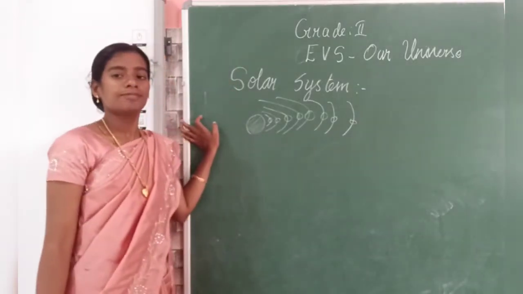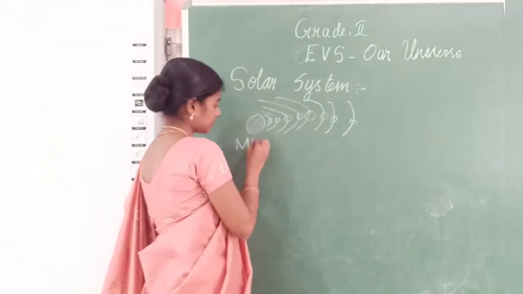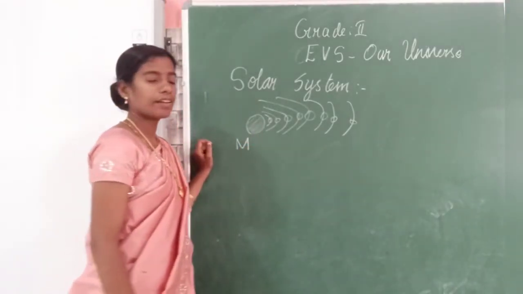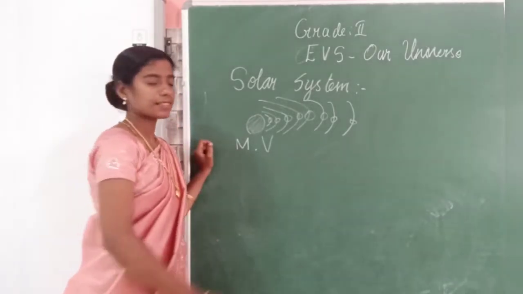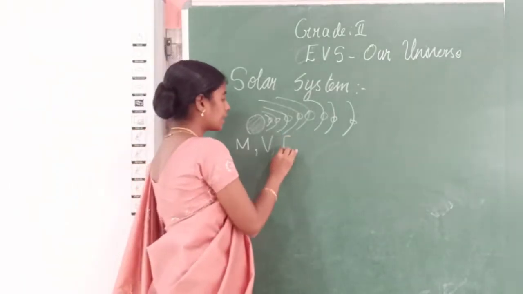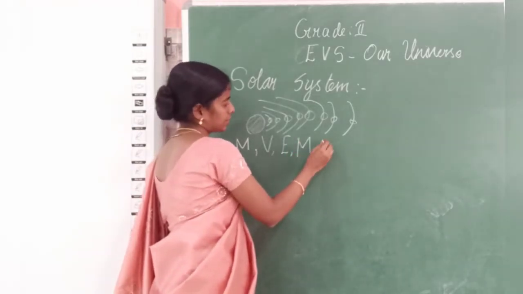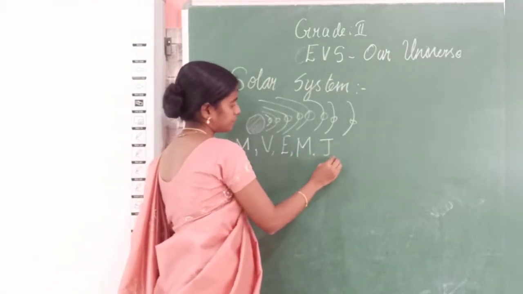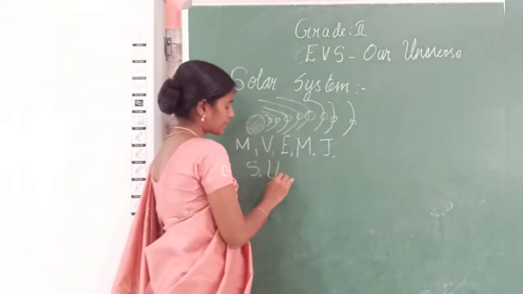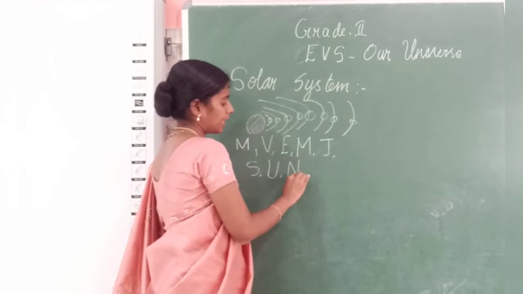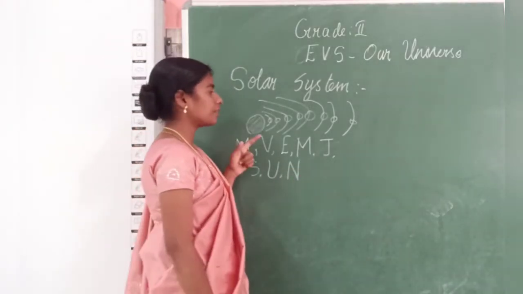So, what is the first planet? Mercury, Venus, Earth, Mars, Jupiter, Saturn, Uranus and Neptune. What are the 8 planets around the sun?